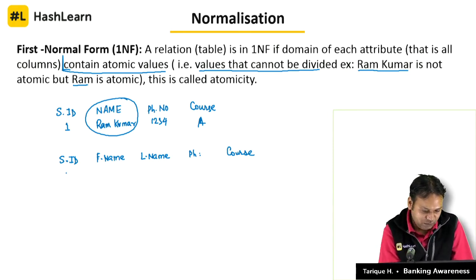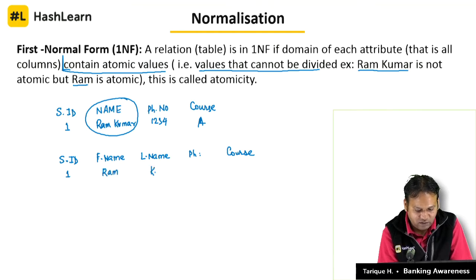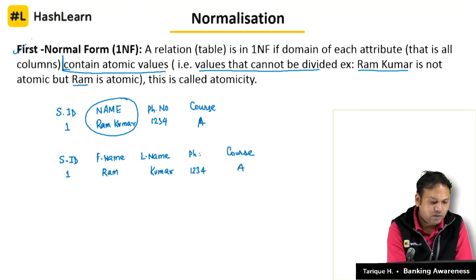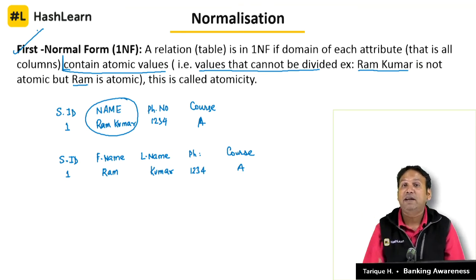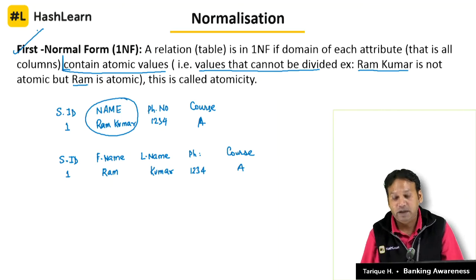So now the ID is 1, and then we have Ram in the place of the first name and Kumar in the place of the last name, and then we have phone number 1, 2, 3, 4, and the course is A. This is what is called 1NF. The benefit is that if I want to search for all the persons who have the first name Ram, I can do that now. Clear?